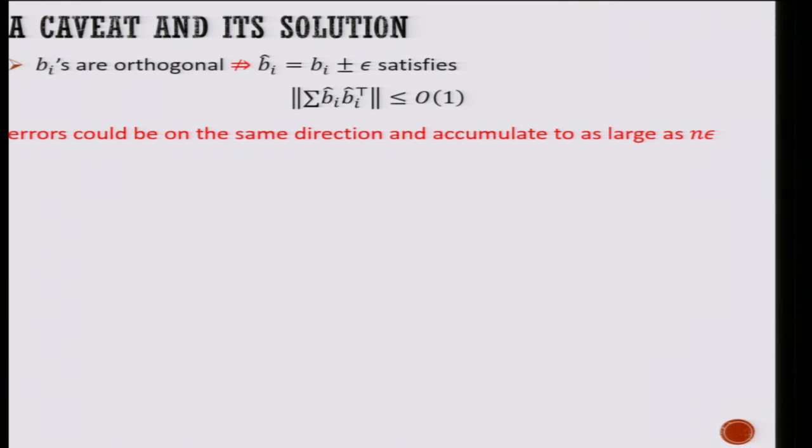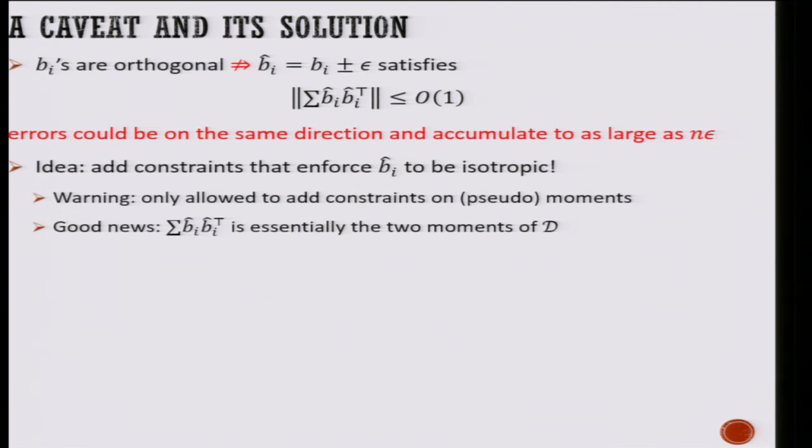However, as Sanjeev mentioned, this is kind of pessimistic because of the bi hat. You should expect that the errors point in different directions so that they are going to cancel, so the spectral norm won't accumulate, right? The errors shouldn't accumulate. So the idea is that we just add constraints that enforce bi hat to be isotropic. There's a slight warning, which doesn't apply to our case. The warning is that you cannot really always add constraints. You can only add constraints on pseudo moments.